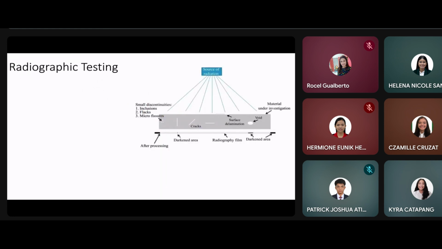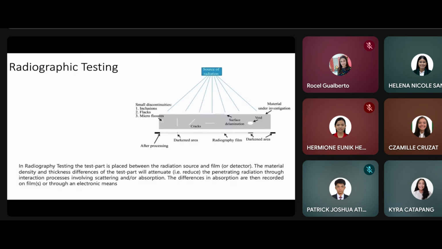Radiographic testing is a non-destructive testing method which uses either X-rays or gamma rays to examine the internal structure of manufactured components and identify any flaws or defects. In radiography testing, the test part is placed between the radiation source and film. The material density and thickness differences of the test part will influence the penetration of radiation through an interaction process involving scattering and absorption. The differences in absorption are then recorded on film or through electronic means.